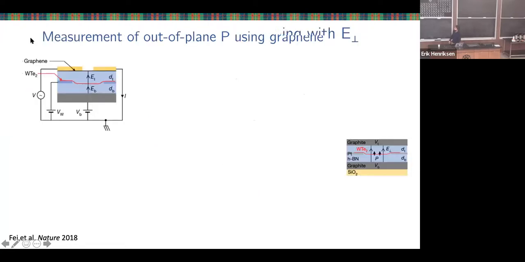Now, that was one of his experiments, but the more important experiment was that he managed to prove that it was in fact an out of plane polarization. We sort of knew that it was because of the mirror symmetry, but this was the proof. So what he did here was he placed a graphene sensor, a graphene layer above the WTe2. Based on the two polarization states in the WTe2, it would change the density in the graphene and therefore change the conductivity of the graphene.